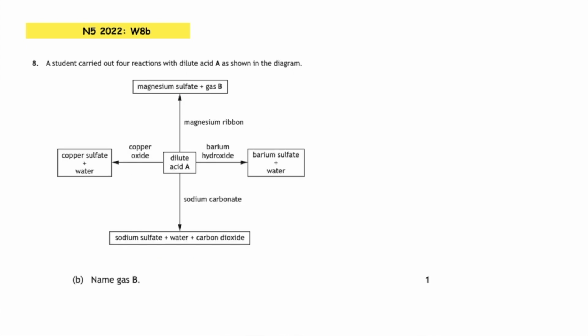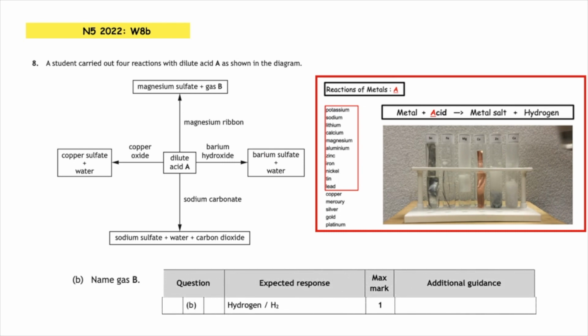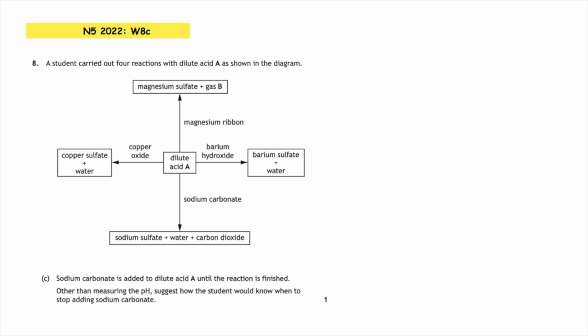Name gas B. So what we can see is we have magnesium plus sulfuric acid, which would produce magnesium sulfate, and the gas that would be produced when we have a metal plus acid is hydrogen gas. Sodium carbonate is added to dilute acid A until the reaction is finished. Other than measuring the pH, suggest how the student would know when to stop adding the sodium carbonate.